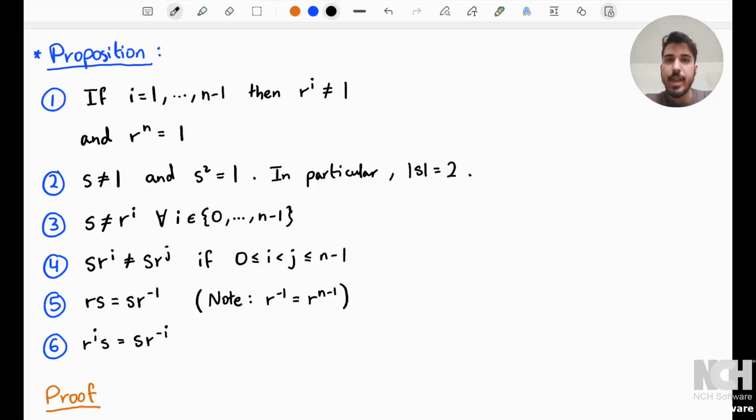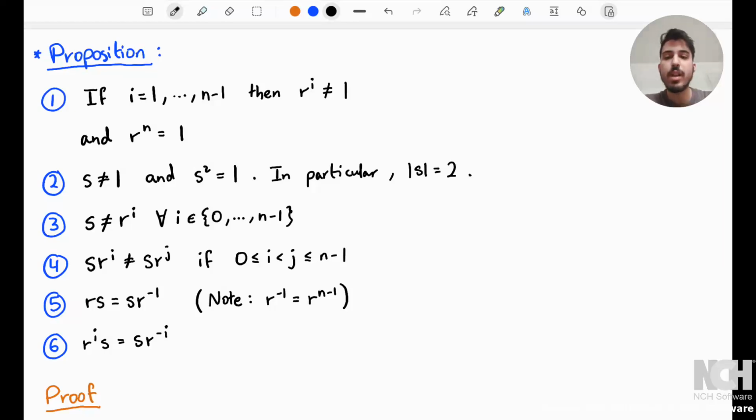The first one says, if i is between 1 and n minus 1, then r to the ith power is never the identity, and r to the nth power is equal to the identity. This means that if i is 1 to n minus 1, the rotation to the first power all the way to the rotation to the n minus 1th power can never equal the action of doing nothing, the symmetry of doing nothing on the polygon.